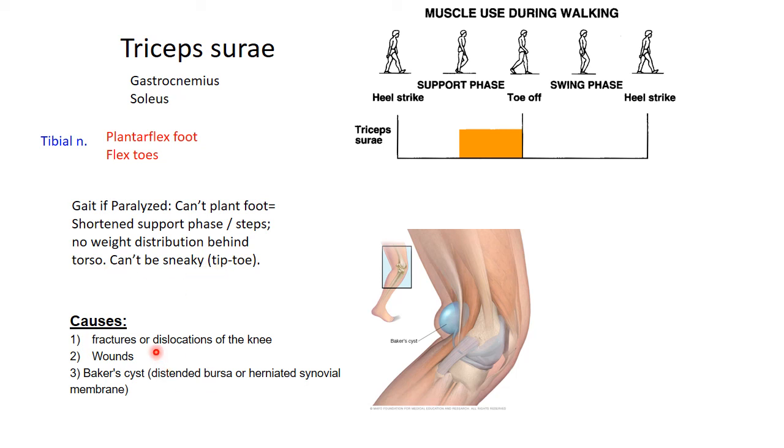Fractures or dislocations of the knee are going to cause this. Wounds to the popliteal fossa, as well as Baker's cysts, which are just herniated synovial membranes, which are shown here in the popliteal fossa as well.